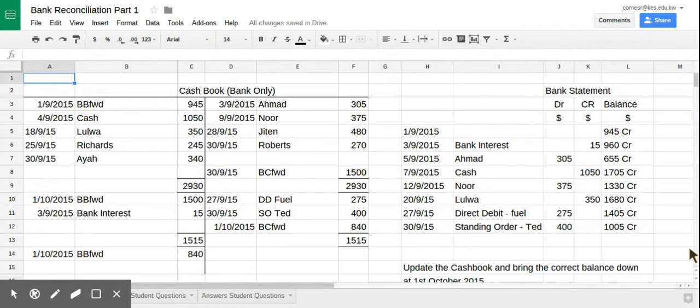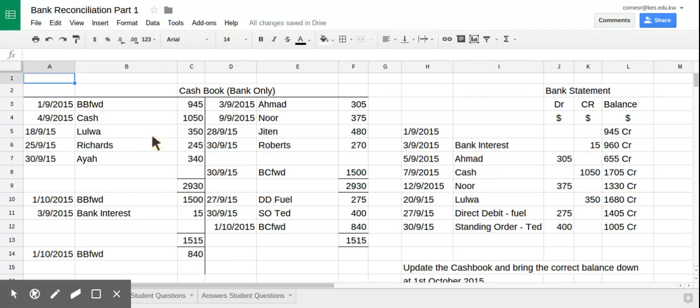I've decided to split it into 2 because students sometimes get confused and mix the 2 parts of doing this together, and it's really important that you do one part and do it correctly and then you actually do the reconciliation. So the first part we're going to focus on today is updating the cash book.